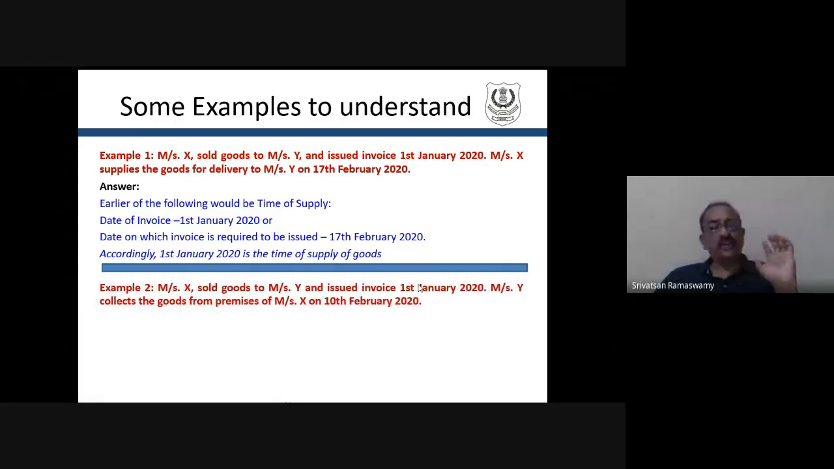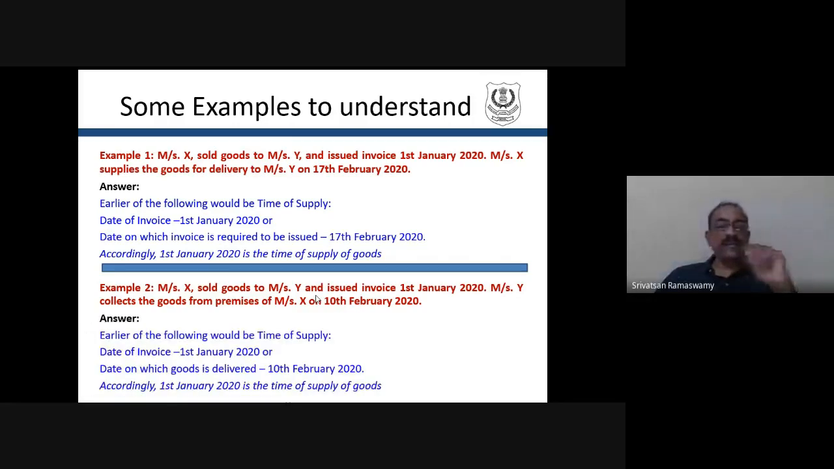Second example, X sold goods to Mrs. Y and issued invoice on 1st of January 2020. And Y collects the goods from the premises on 10th of February 2020. Here, the goods are collected, right? So will this make any change in the time of supply? It will not change whether it is delivered to him or it is collected by the customer. The taxable event happens only when it is delivered or when it is collected. So the supply of goods happens only on that particular day. But before that, an invoice has been issued, and therefore the date on which the invoice has been issued will be the time of supply as far as the goods are concerned.